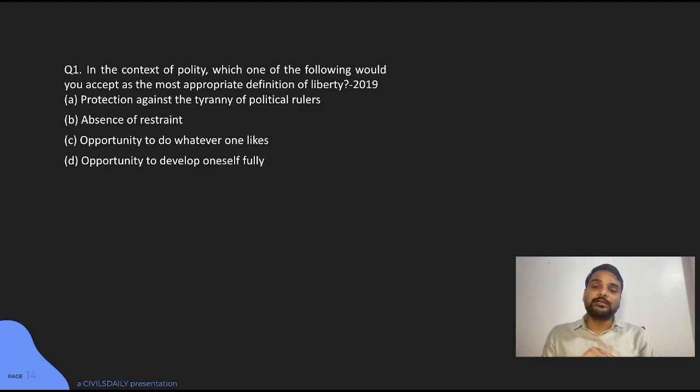Now, in the context of polity, which of the following would you accept as the most appropriate definition? We just discussed that minimum negative liberty is often related to restraint, but the most appropriate will be something broader. So here the answer will be opportunity to develop oneself fully, not opportunity to do whatever one likes. That is like absolute liberty. Nobody has absolute liberty. That would be creative chaos in society. Absence of restraint has the same meaning. Protection against tyranny of a political leader is a sort of negative liberty. The most appropriate one for the 21st century is the opportunity to develop oneself socially, economically, and politically, freely.